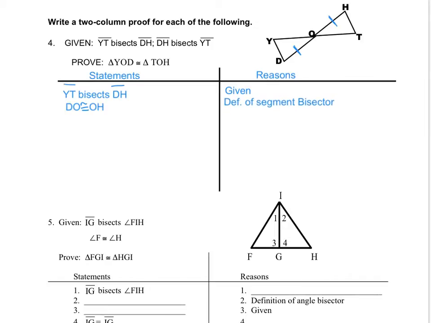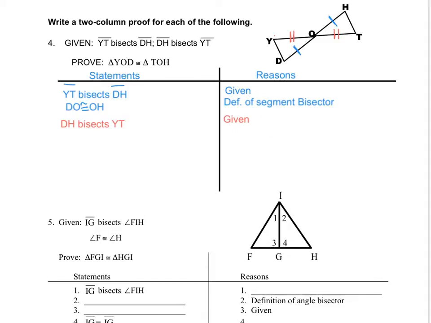The next statement, okay, if you look right here, it's telling you that DH bisects YT. Okay, that has to be your next statement. If you know DH is going to bisect YT, that means YT is getting cut in half. That means you're going to have 2 equal parts. So that means YO is going to be the same as O to T. Okay, now first, how do I know that DH is bisecting YT? Hello, it's given, so that's your reasoning. So we're going to type that in, so we know that's given.